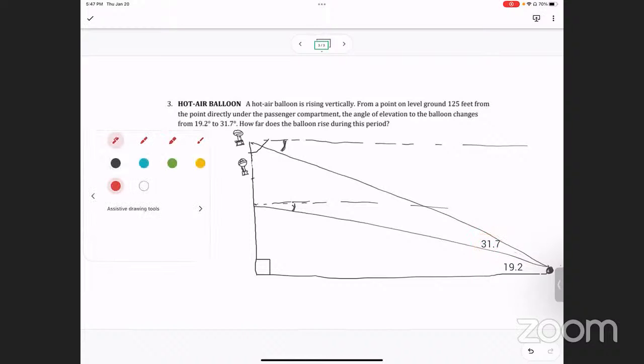So your 37, I'll circle this in red, is that full angle. And your 19 is this angle right here. Can you see that? Yeah, I see that. So then I have one more value that I can add. What's the 125 feet? Where is that distance? I believe it's actually down here. The 125 is right there. Yep, that's right.